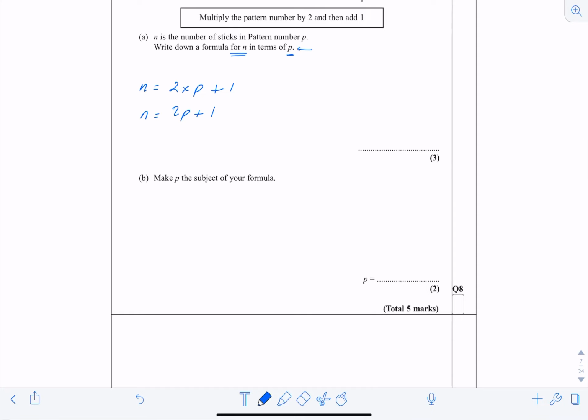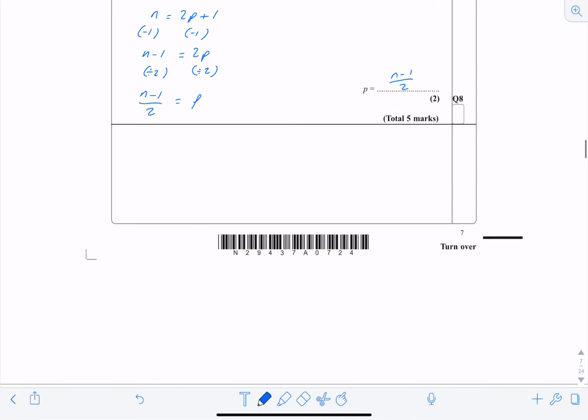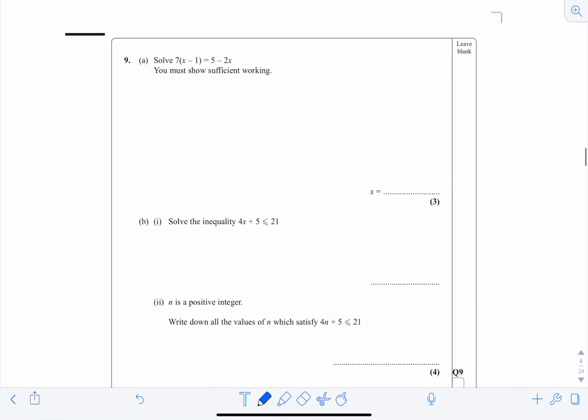Make P the subject of your formula. Okay, this means make P equal something. So I've got N equals 2P plus 1, minus 1 to both sides. N minus 1 equals 2P. Divide by 2, divide by 2. N minus 1 over 2 equals P. P equals N minus 1 over 2. Done. N equals 2P plus 1. Always a good idea just to remember to write your answer on the actual line. You'd be surprised how many times people don't write it there. Very frustrating.